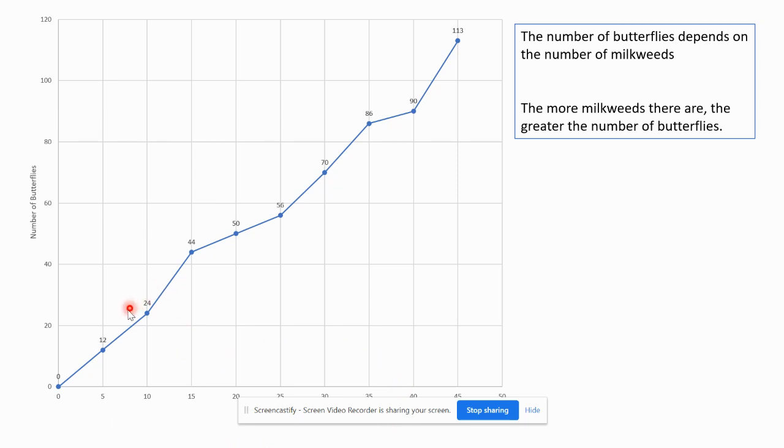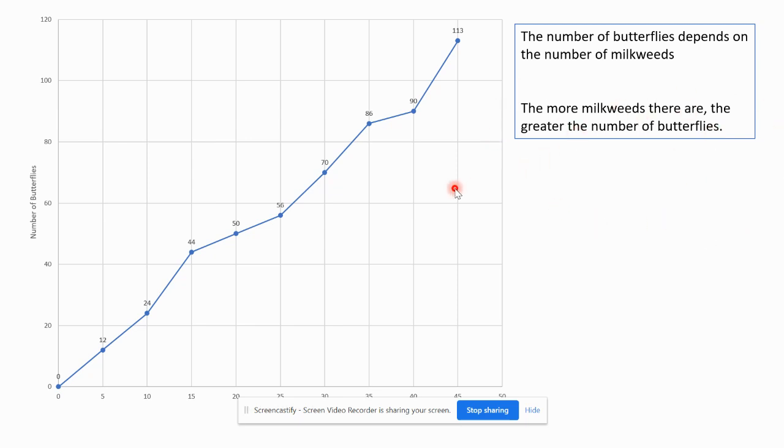And now the conclusion we can draw is the more milkweed plants there are, because over here there's 45 milkweed plants, the greater the number of butterflies. Precisely, if there are 45 milkweeds, then there will be 113 butterflies. All right, so again, here, kids, the dependent variable is the number of butterflies. The independent variable is the number of milkweeds. And then the conclusion we're going to draw is kind of right up here.